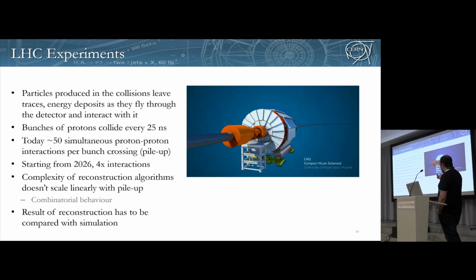So we have two kinds of problems. One is the fact that the reconstruction algorithms, so connecting the dots, do not scale linearly with pileup. It has a combinatorial behavior. Then the fact that the result of reconstruction has to be compared to simulation, and simulation is costly because for each single step that the particle flies through the detector, you have to simulate the interaction with the material.